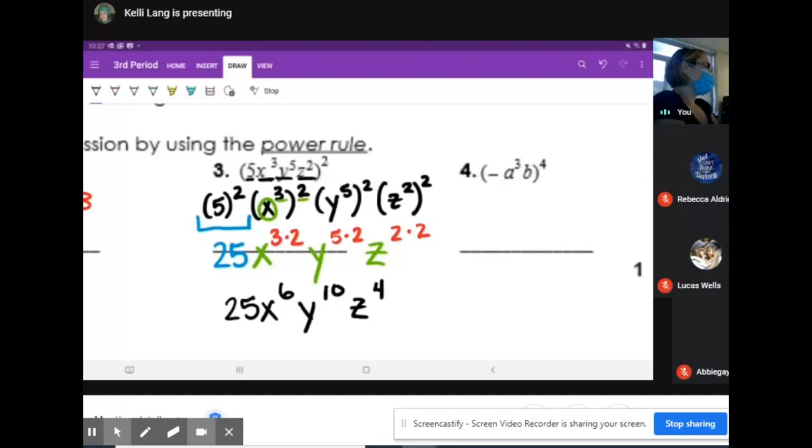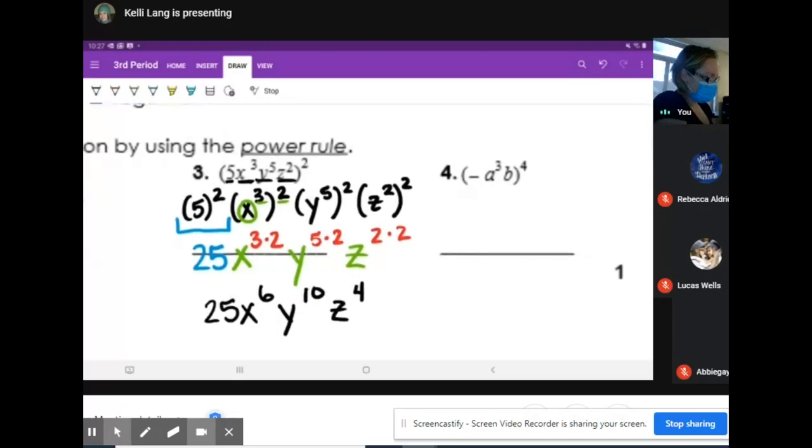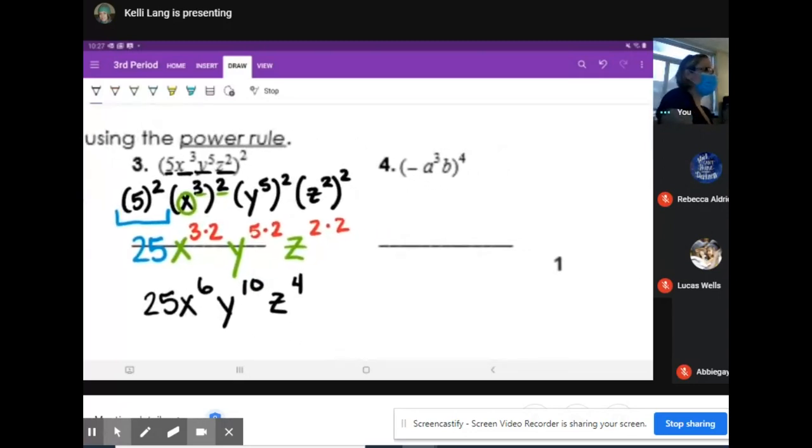One more problem. Our last problem is a little bit tricky because there is some missing information here. First of all, we have a negative a cubed, but there's no number next to that negative. So it's usually pretty helpful, and I find it very helpful, to imagine that there's a 1 there. I'm going to write that in a different color. So I'm going to imagine that's a negative 1.